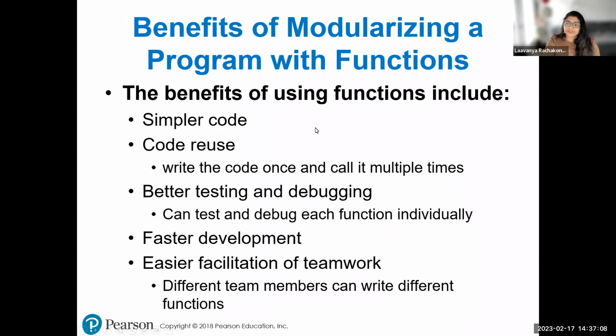Some simple benefits of using functions include that the code will be easier. Instead of rewriting the code, you can just call it multiple times. You also get better testing and debugging, as you can test and debug each function individually. It's also faster development, and when you are working in teams, you could divide, let's say, 10 different tasks of a program among your teammates, and each one of you can work on a specific function. So it allows that feasibility as well.